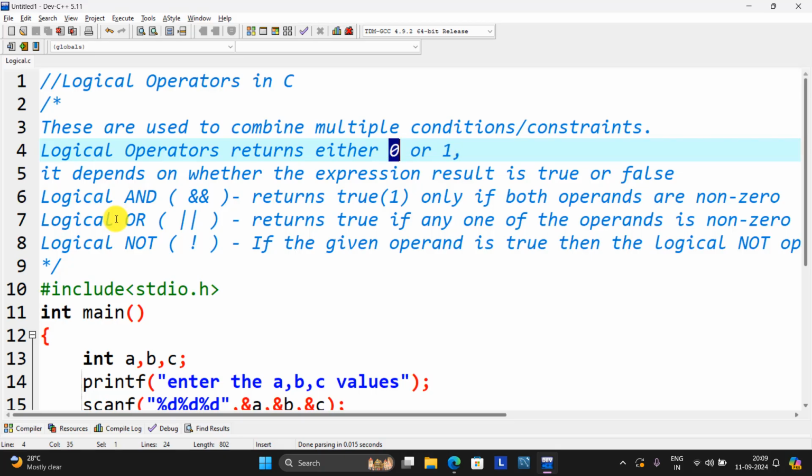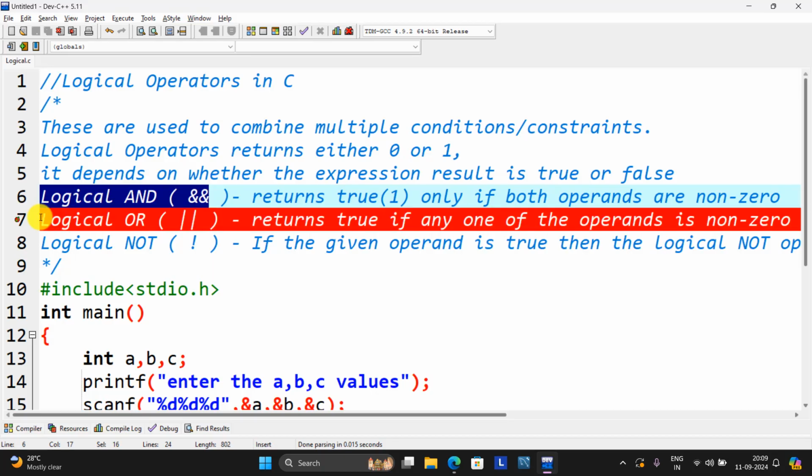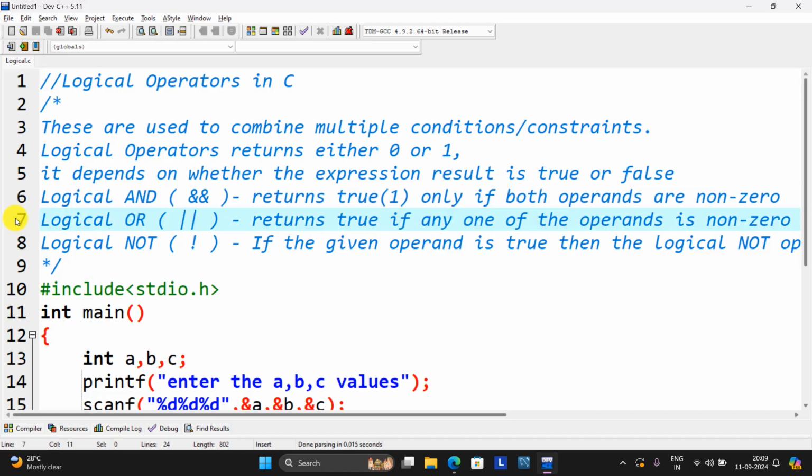There are three logical operators. The first one is logical AND, denoted with two ampersand symbols. The second one is logical OR, denoted with two pipe symbols. The third one is logical NOT, denoted with an exclamation mark. Of these, logical AND and logical OR are binary operators, so they require two operands as input. Logical NOT is a unary operator. It requires only one operand as input. Now let us see how these are working.